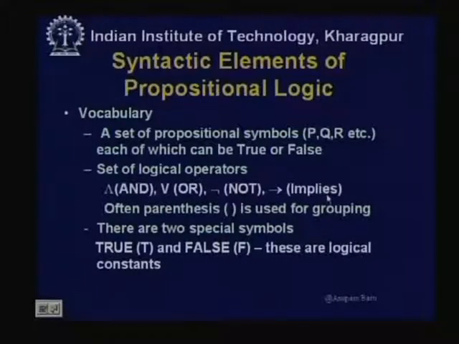Time and again we are saying that any proposition can have the value true or false, and therefore true or false, these two are very important logical constants that we will be using all through. So, basically we have seen that there are four basic operators besides parenthesis: and, or, not and implies.